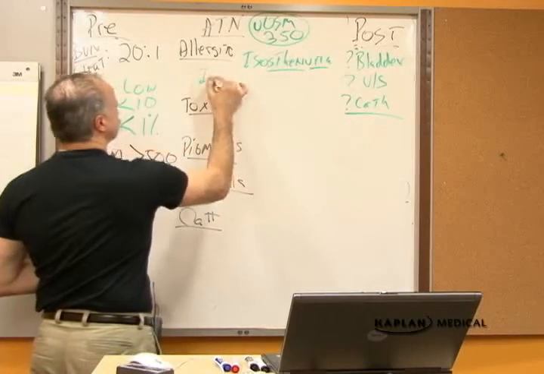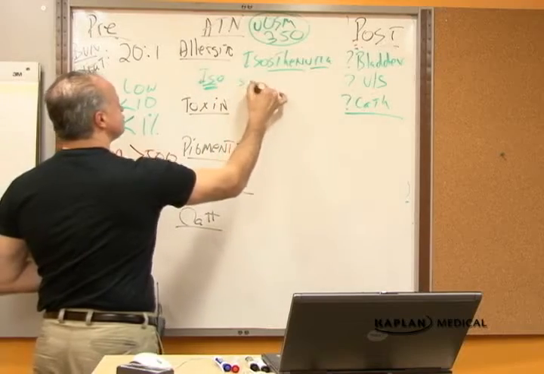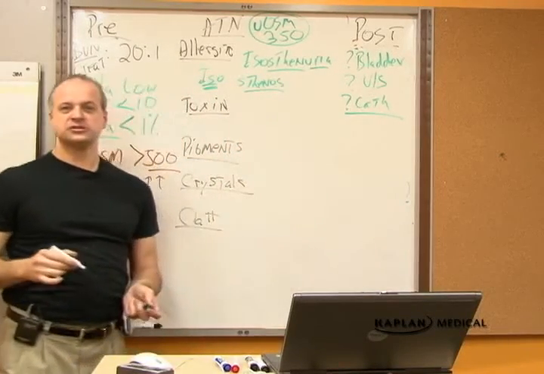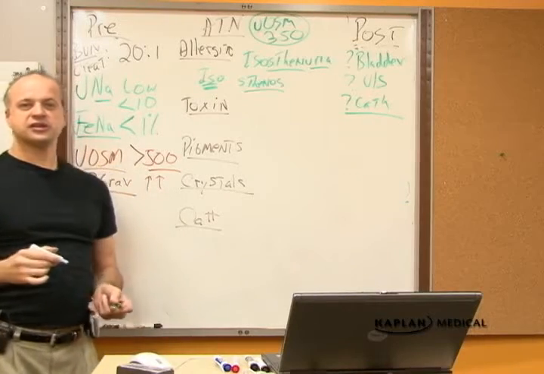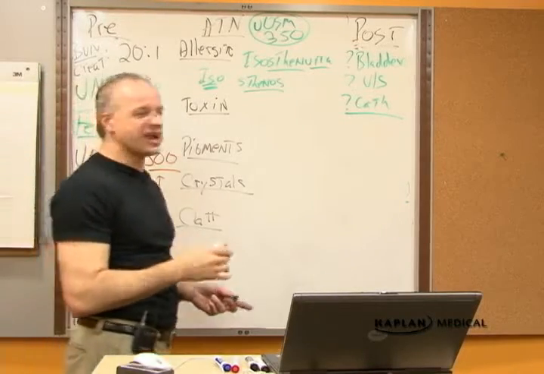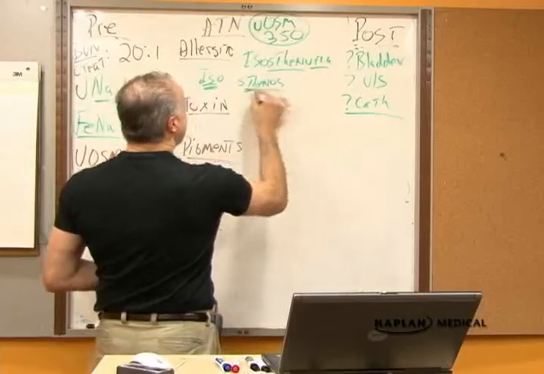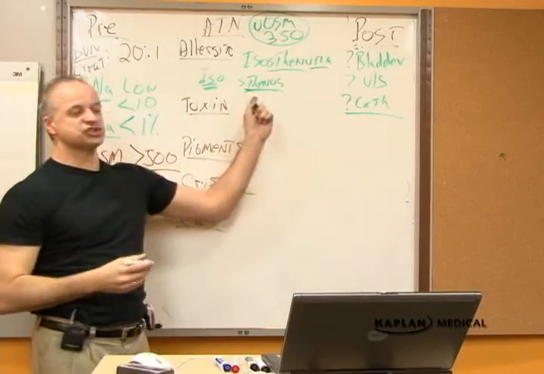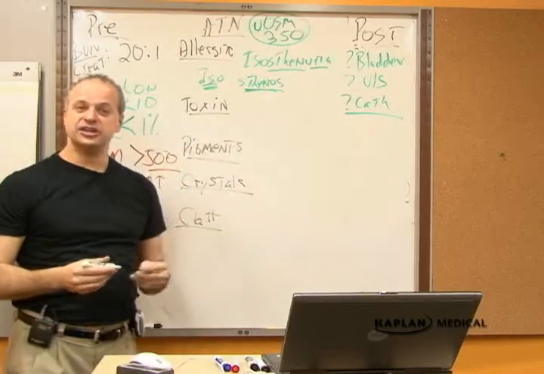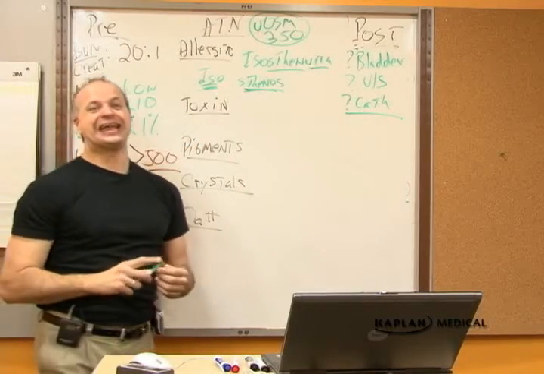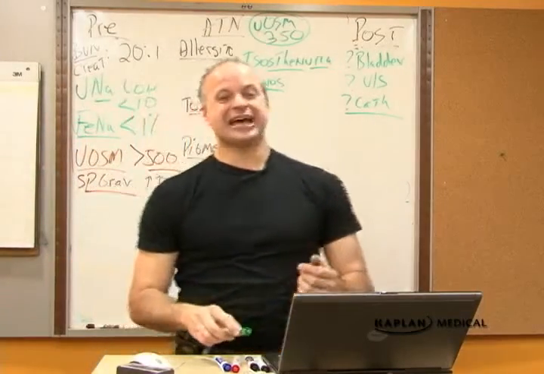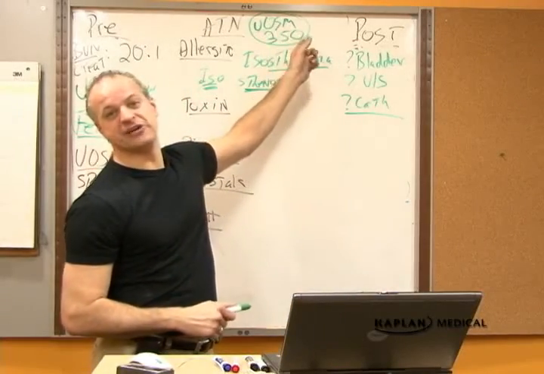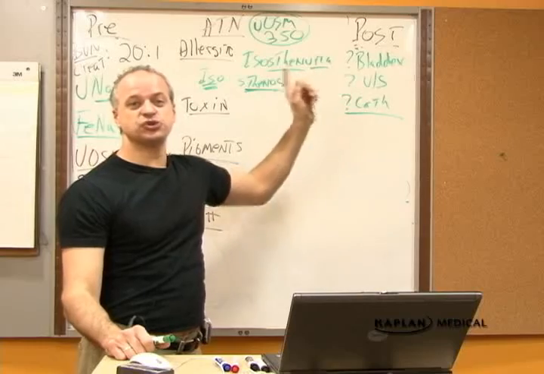Isostenuria. Iso, the same. Stenos is the Greek word for strength. Urine isostenuria means it's the same strength as the blood. You can't concentrate and you can't dilute. That's why the urine osmolality will be like serum osmolality. Isostenuria.